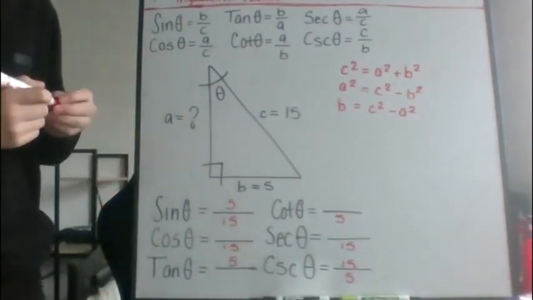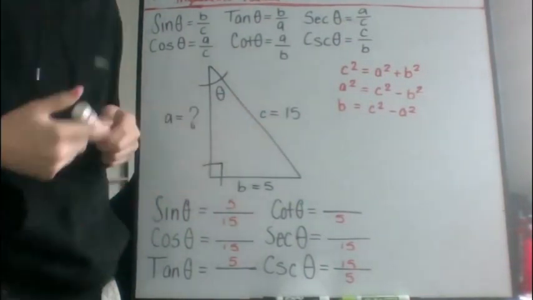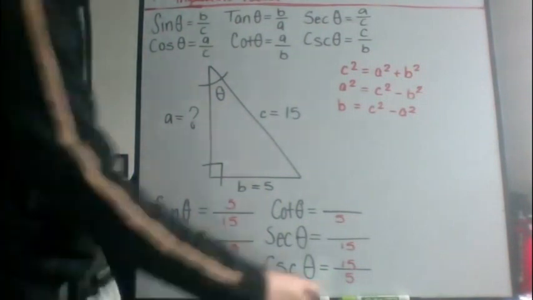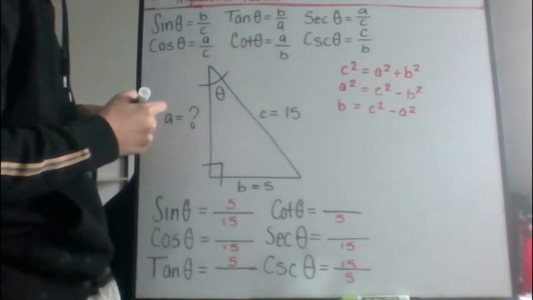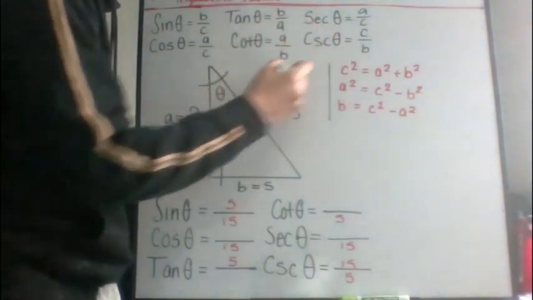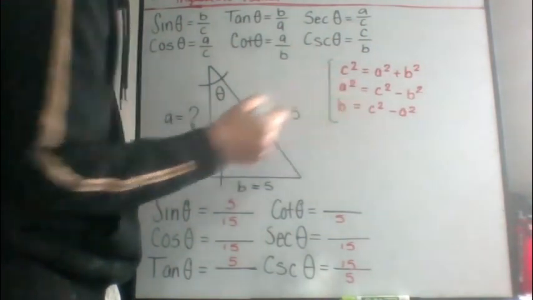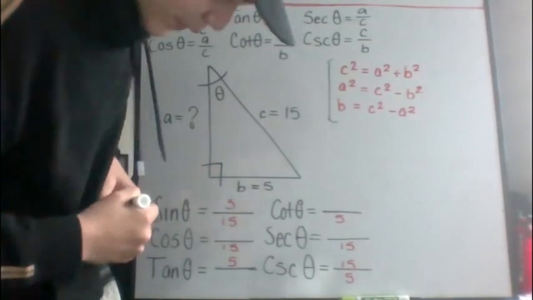So now that we fill the trigonometric functions with the information that we already have, we have to find the information that we're missing. In the case that we are missing any information, we have to use these formulas. And in this case, we have to find a.